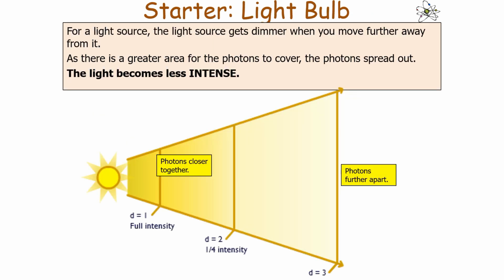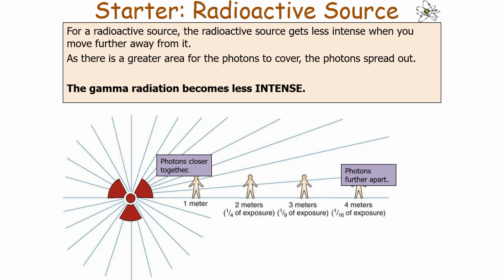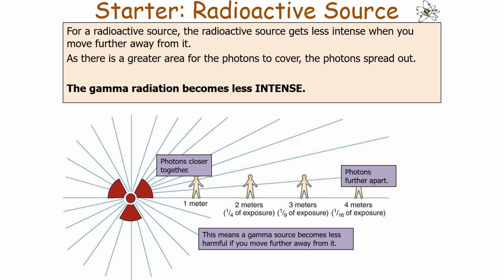You can see this in the following diagram. For a light source, the light gets dimmer when you move further away from it, because there's a greater area for the photons to cover, so the photons spread out. So we say the light has become less intense. In a similar situation, a radioactive source gets less intense when you move further away from it, because there's a greater area for the photons to cover, so the photons spread out. So we say the gamma radiation has become less intense. Because the photons are closer together the closer you are to a source, and further apart the further you are away, a gamma source becomes less harmful if you move further away from it.